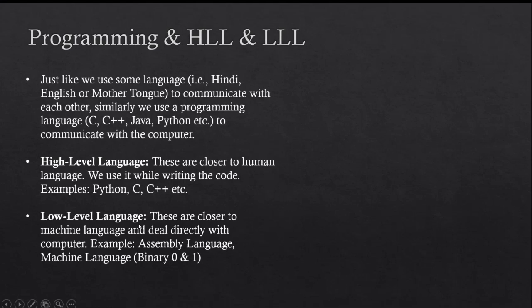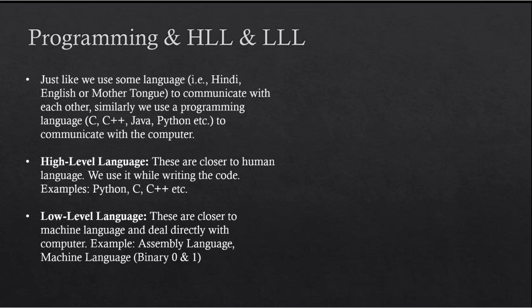And we have some languages which are already low level, called assembly language or binary language, like machine language. We always encounter these things like 0 and 1. 0 and 1 is machine language. The computer does not understand the English language; it understands machine language, like 0 and 1.